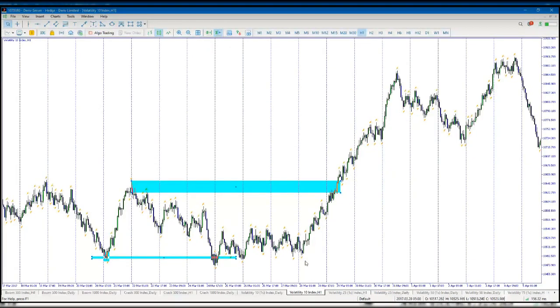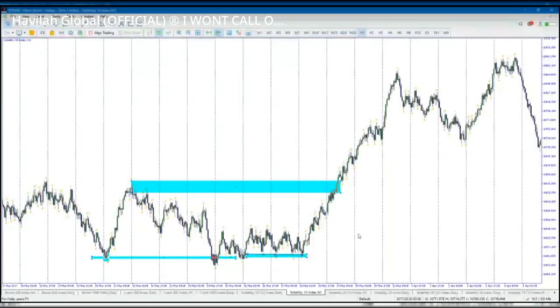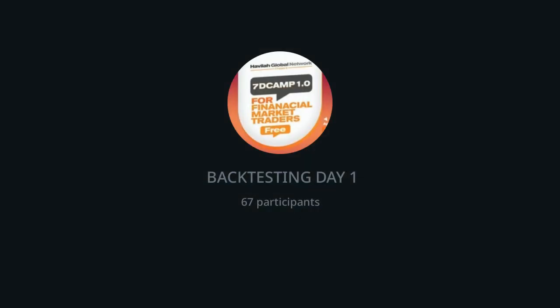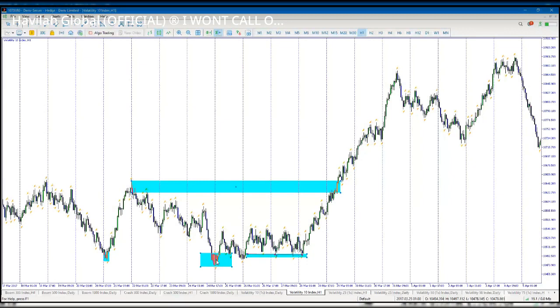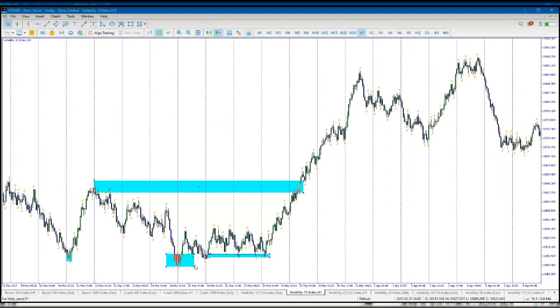Why do I think so? There is liquidity stacked here. All these points are liquidity points for me. And then this candle, this one, may likely be my point of interest. So drawing this down here, we may be expecting price to come back there.